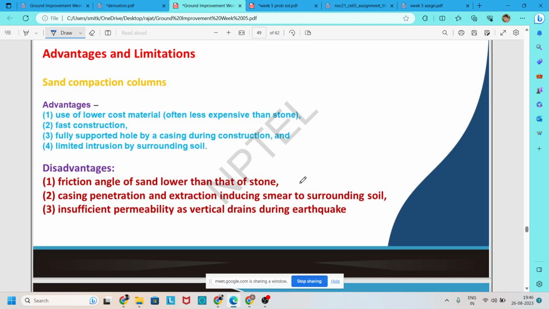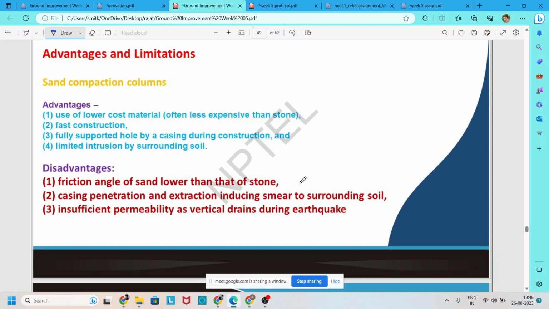Advantages: it is low cost material, less expensive because it is readily available in the surrounding field, and also fast construction is happening. The hole is fully supported by casing during construction, so there is no collapse of the surrounding material, and limited extrusion of the surrounding soil. These are the advantages.